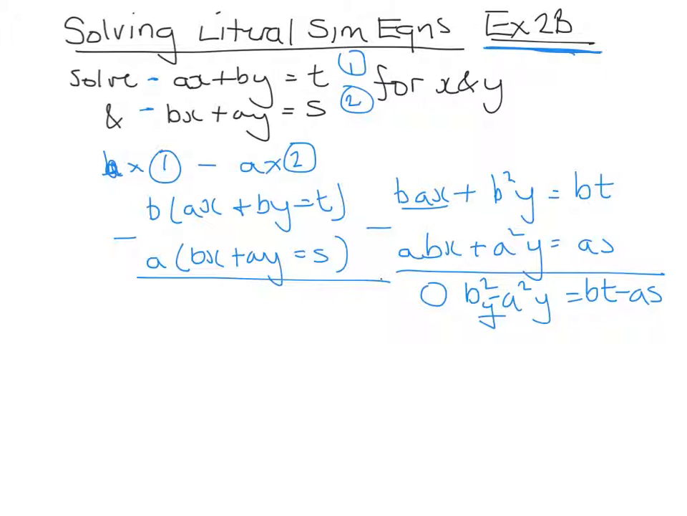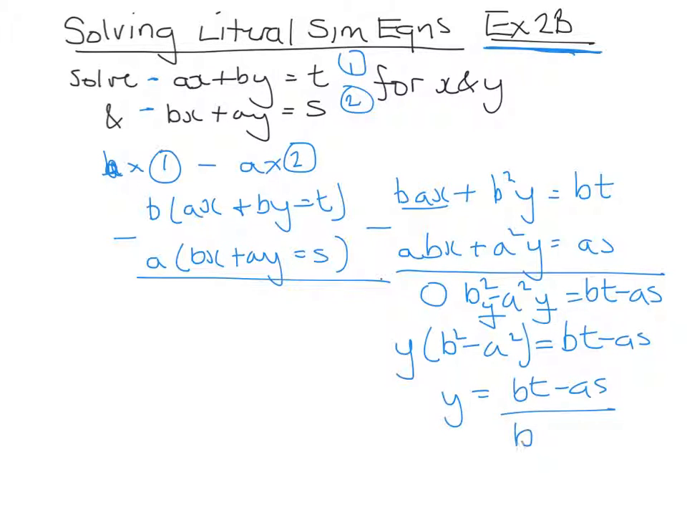And what I'll do is factorize out the y. So y is equal to bt minus as, over b squared minus a squared. So if y equals that, there's half of my job done. Now what I'll do with the second part is figure out the equation for x, and I'll do that on another sheet of paper.